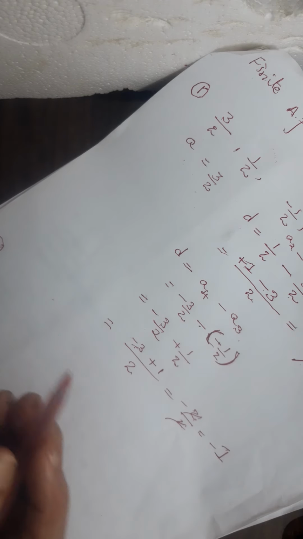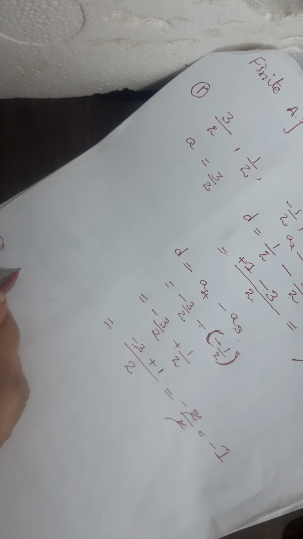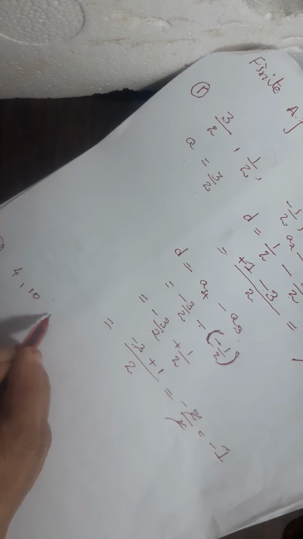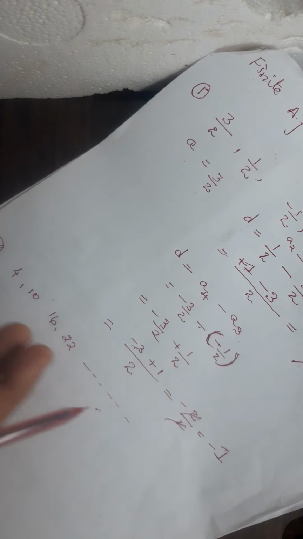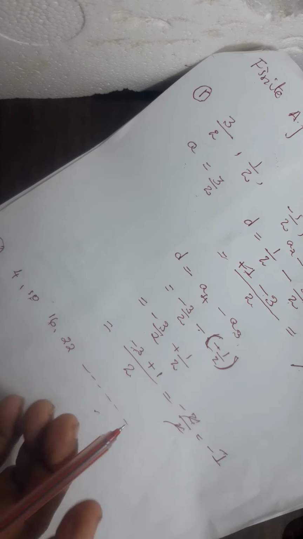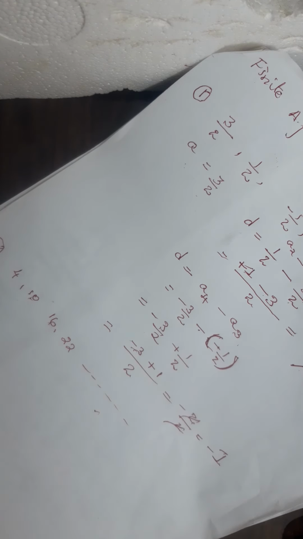If they are forming an AP, write the next two terms, they have asked. So the question is a very nice question. The very first one: 4, 10, 16, 22, dash, dash, dash. Just observe it. 10 minus 4 is 6. 16 minus 10 is 6. 22 minus 16 is 6. So don't you get the common difference there?